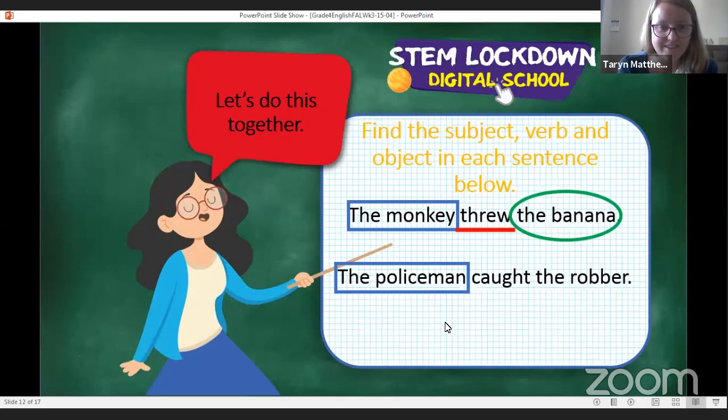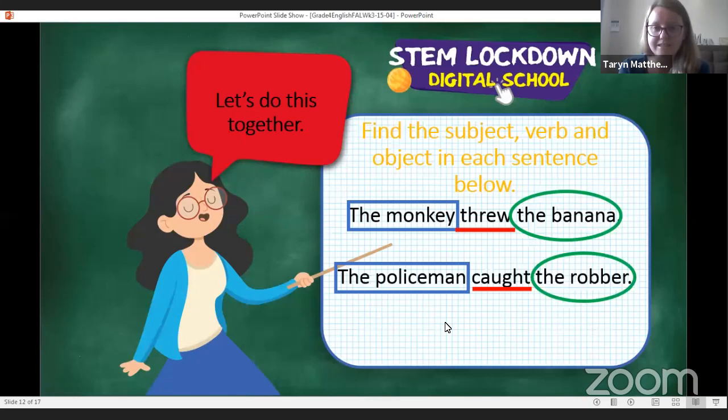Good, Jenna. So now the policeman did what? He caught. Yes. So he caught what? So what's the other thing now we're looking for? What is my object? Awesome, guys. Good. Yes. So remember we said, then we left with the object, which is my robber.